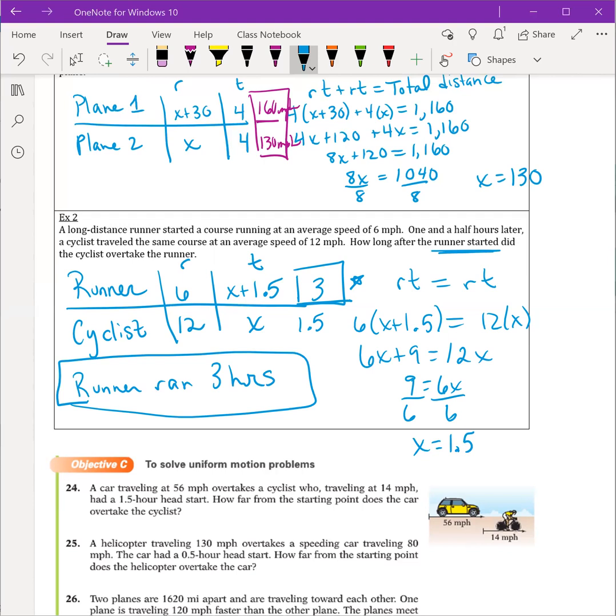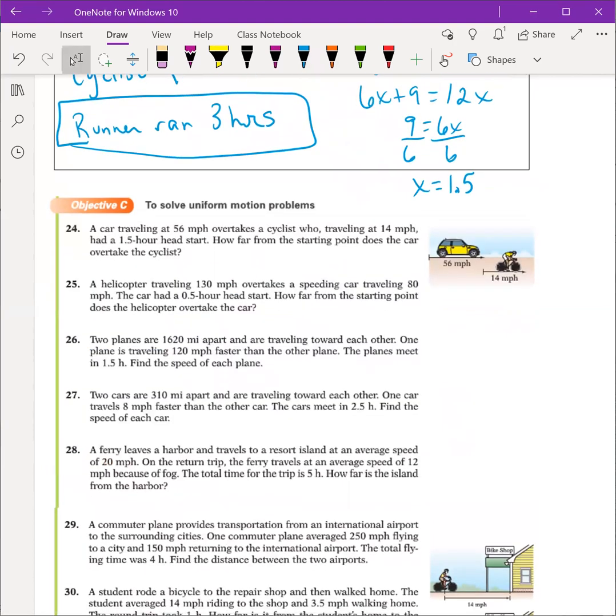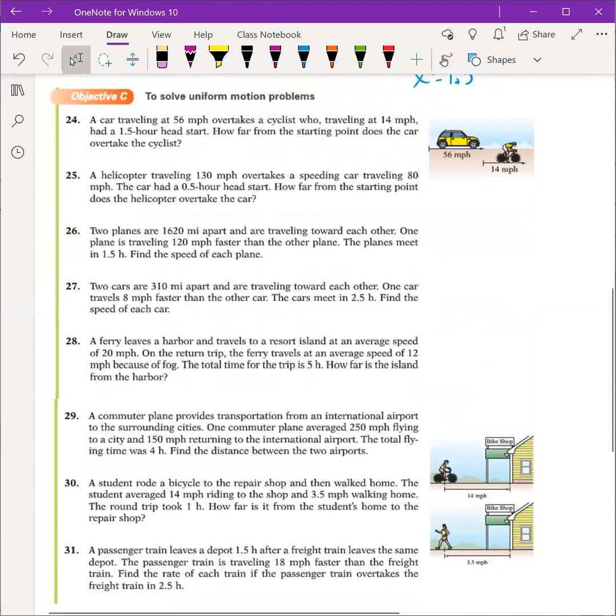All right, usually we practice a couple more of these just to make sure we're good at them. I would try a few. Let's do number 25. A helicopter traveling 130 miles per hour overtakes a speeding car traveling 80 miles per hour. The car had a half an hour head start. How far from the starting point does the helicopter overtake the car?